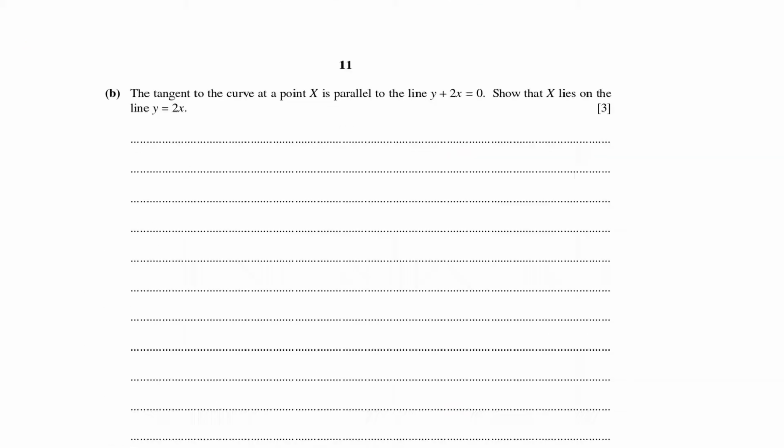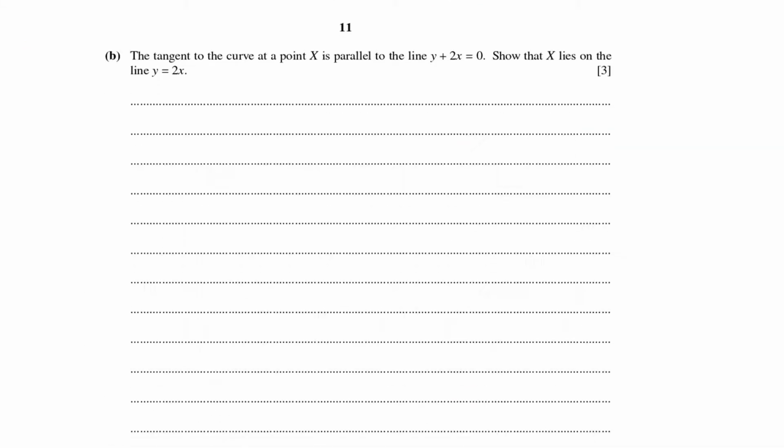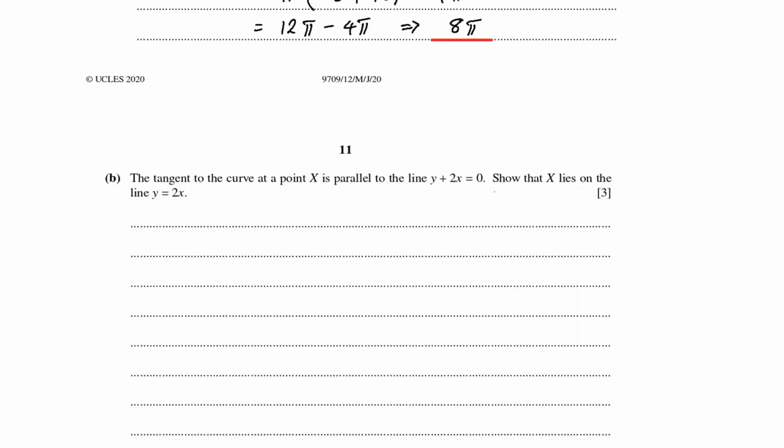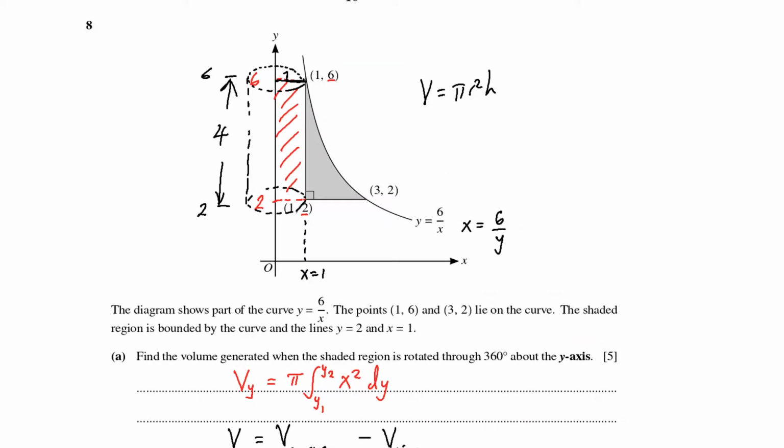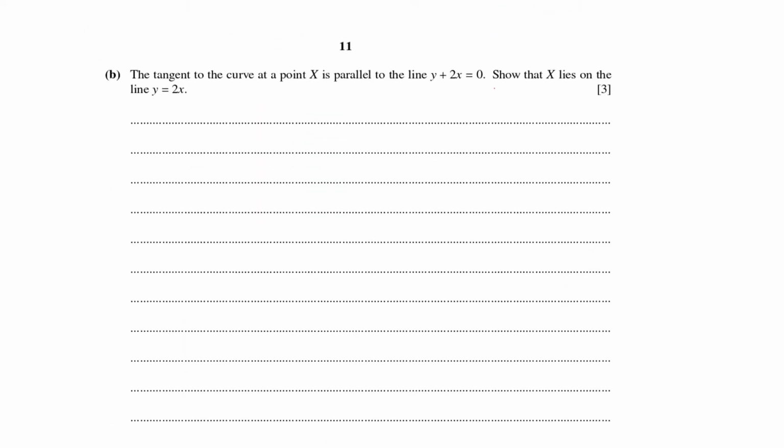Let's scroll down to part B. It says the tangent to the curve at a point x is parallel to the line y plus 2x equal to 0. Show that x lies on the line y is equal to 2x. So right here, according to the question, there is a point on the curve which is a point x. And they're saying here, the tangent to the curve at a point x is parallel to the line y plus 2x equal to 0. Now the key word here is the word parallel.